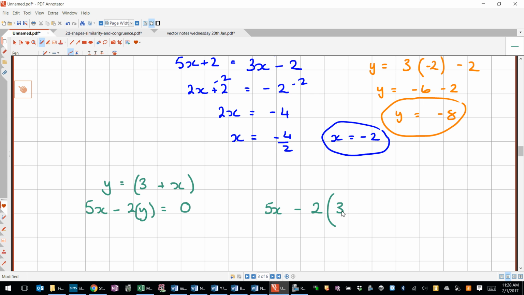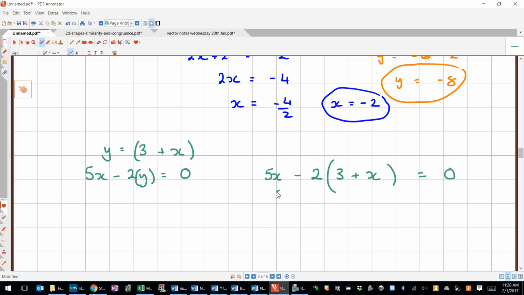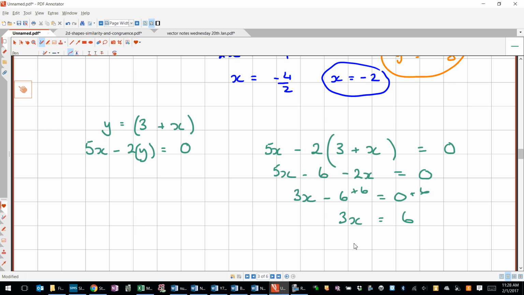Again, expand. So 5x minus 6 minus 2x equals 0. You've got x both sides. Can I simplify first? So 5x minus 2x is 3x, then add 6. 3x equals 6. Divide both sides by 3. x equals 2.